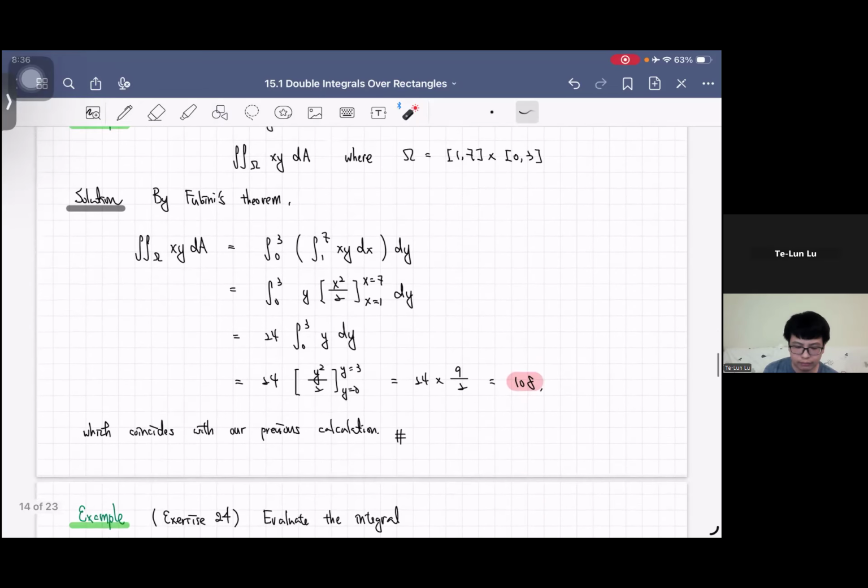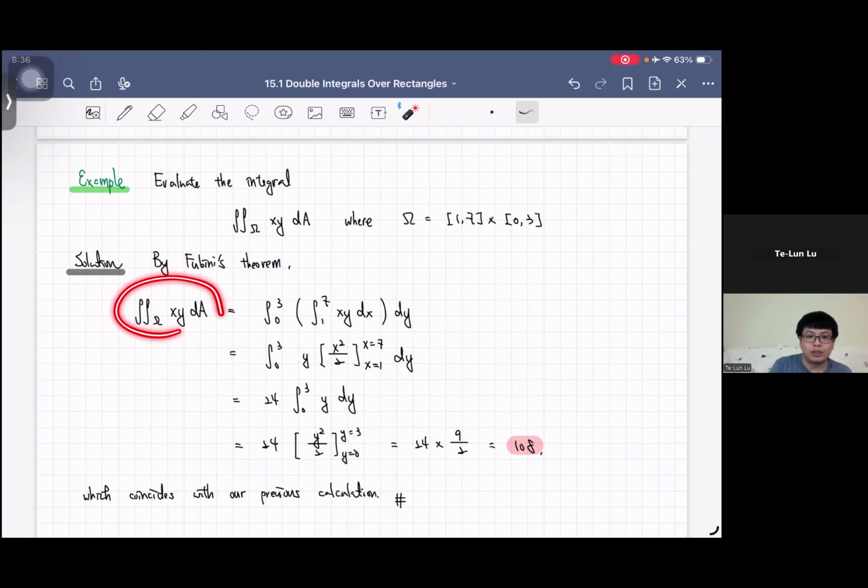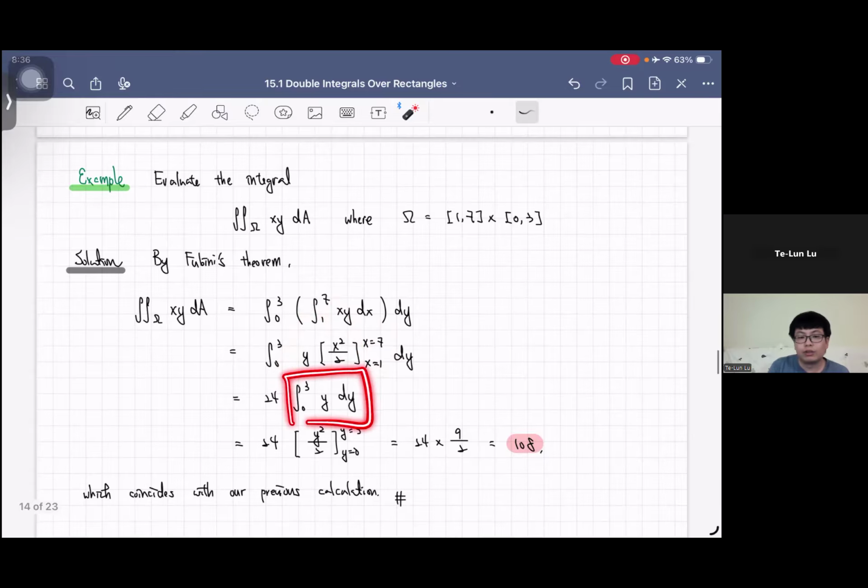Let us perform the algebra here. By Fubini's theorem, we know that this can be computed using an iterative integral. Let us compute the x integral first. y here is just a constant. Just like taking a partial derivative, we are doing partial integration: we regard y as a constant when integrating with respect to x. So y stays, and the antiderivative of x is simply x squared divided by 2. Plugging in 7 and 1, you get (49 minus 1) divided by 2, and that's 24. The integral of y over [0, 3] is simply y squared over 2, plugging in 3 and 0, which gives, at the end of the day, 108.